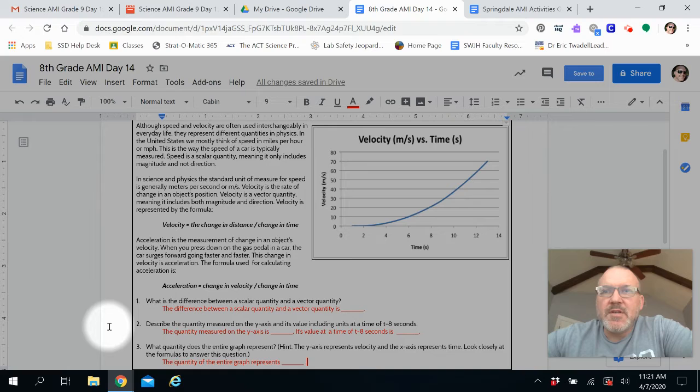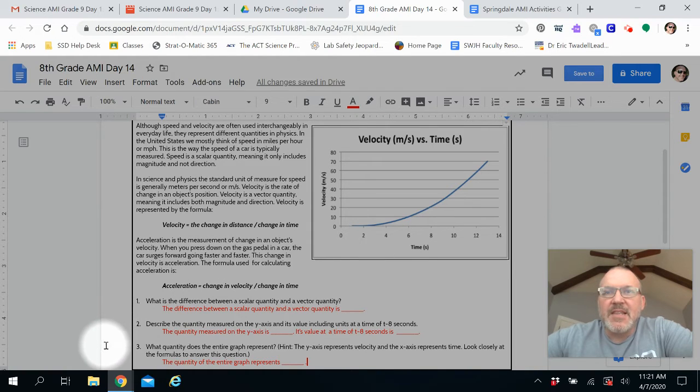Number 2, describe the quantity measured on the y-axis and its value, including units at a time of t equals 8 seconds. So I have to describe what this is. The y-axis is velocity, so I have to describe velocity, and then I have to calculate or determine the velocity at t equals 8 seconds on the graph.